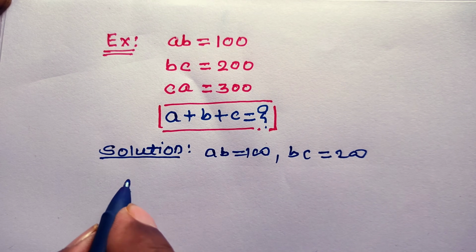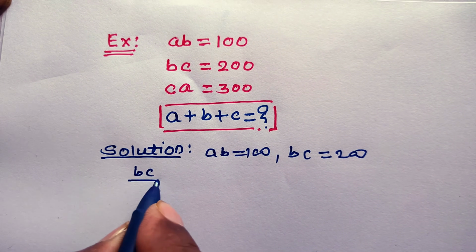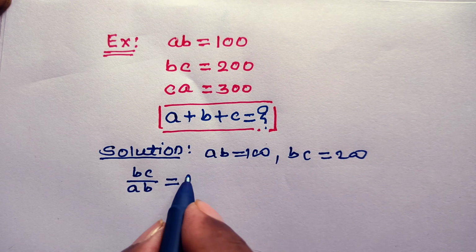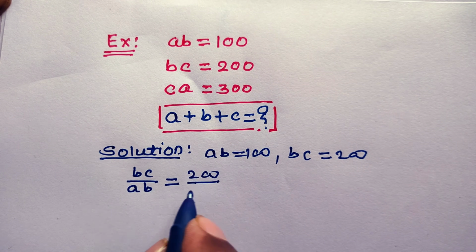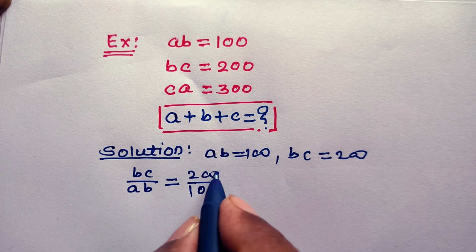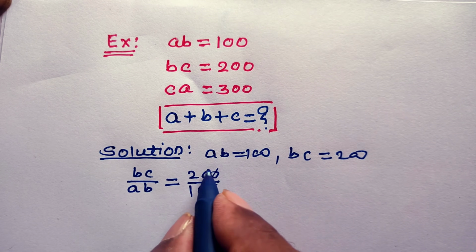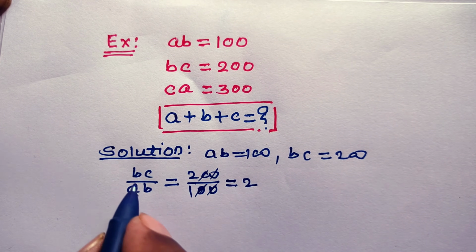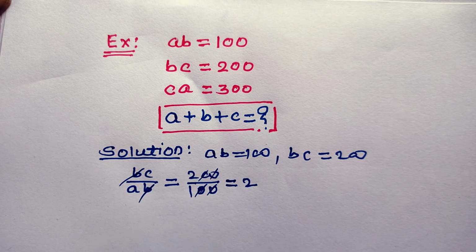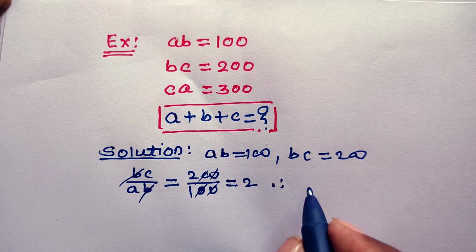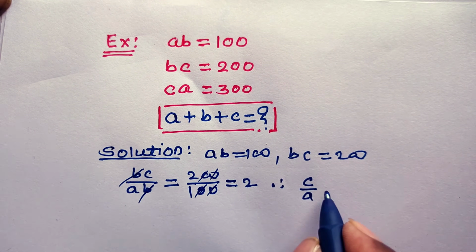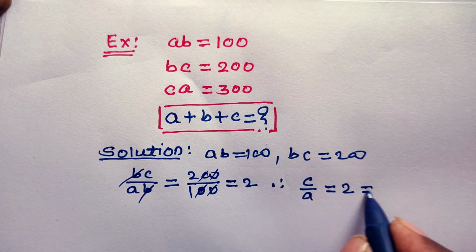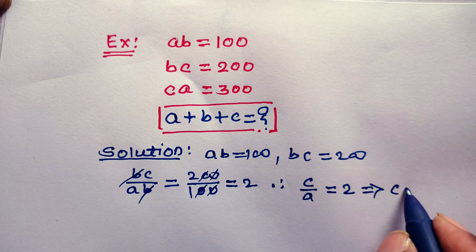Using these two values, BC upon AB is equal to 200 upon 100. Here this 0 cancels with this 0, this 0 cancels with this 0, and this is equal to 2. And here B also gets cancelled. Hence this gives C upon A is equal to 2. Means C is equal to 2A.